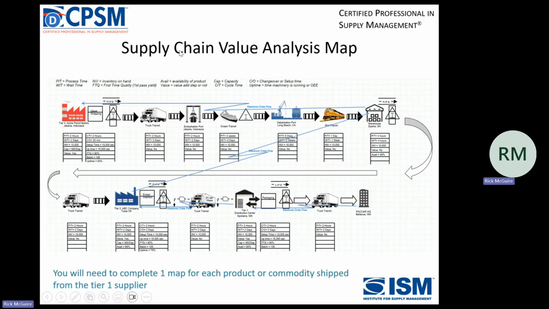Here's this, it's called a supply chain value analysis map, but it's really just a supply chain map with some other stuff in it. It just shows you where you're getting all the parts and how you're transporting them, with some details from each of the factories. So having these maps can be handy when you start having problems.